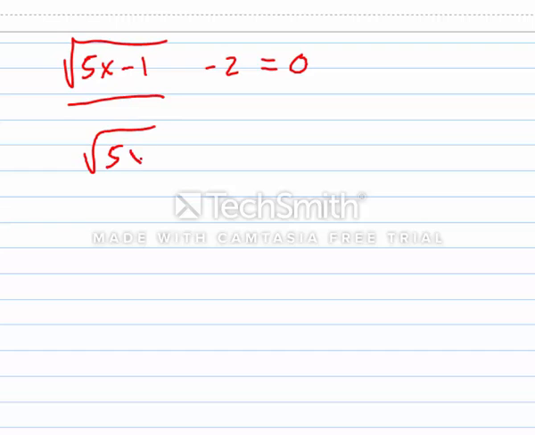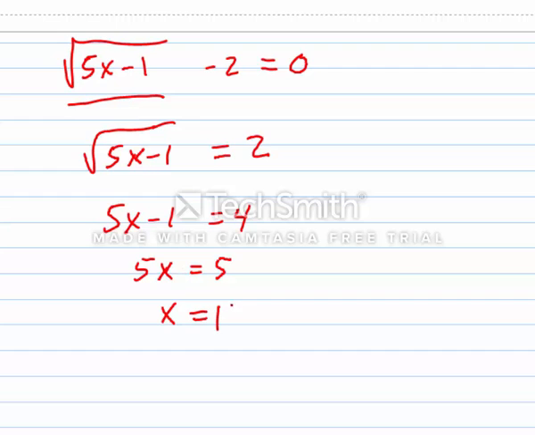Say we have the square root of 5x minus 1, minus 2 is equal to 0. So we add 2 to both sides. We have to solve for this guy. The square root of 5x minus 1 is equal to 2. Squaring both sides, 5x minus 1 is equal to 4. Add 1, 5x is equal to 5. Dividing by 5, we get x is equal to 1.